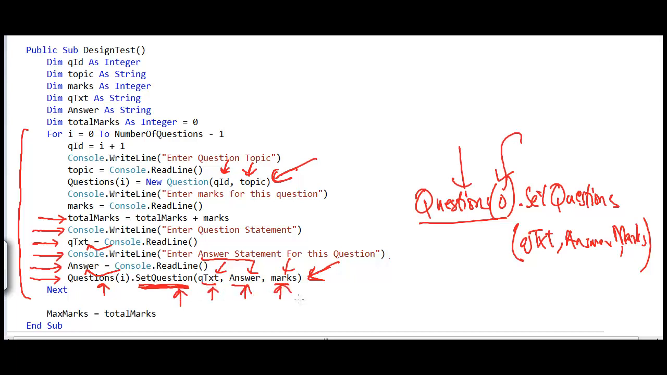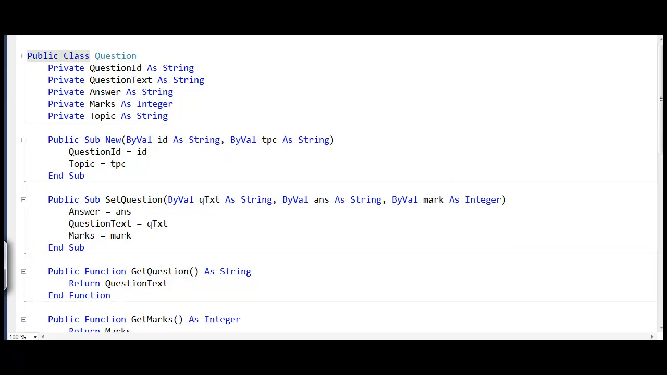If I can show you the questions class quickly, within the questions class, as you can see here, we have 5 parameters, right? Two of these got initialized within the constructor, the question ID as well as the topic, and the remaining 3 parameters are being initialized within this set question method. So the set question method is where the remaining 3 parameters, answer, question text and marks, are getting initialized.